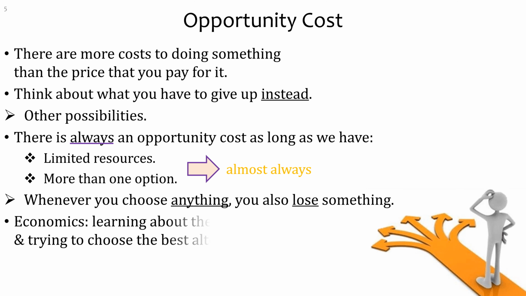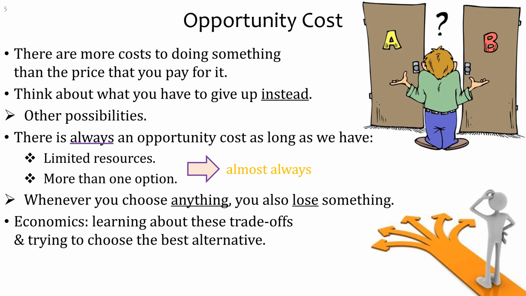So whenever you choose anything, you also lose something. And economics is about learning about these trade-offs and trying to choose the best alternative. Okay, so that's the point of economics, and that's why it's so empowering. We are trying to be optimal in our lives. So record the slide number first, and then write a one-sentence summary of this slide. If you need to rewatch it, and then maybe write down a couple of points like the two conditions there, and whatever you understood. Try to use your own words. That helps your learning.